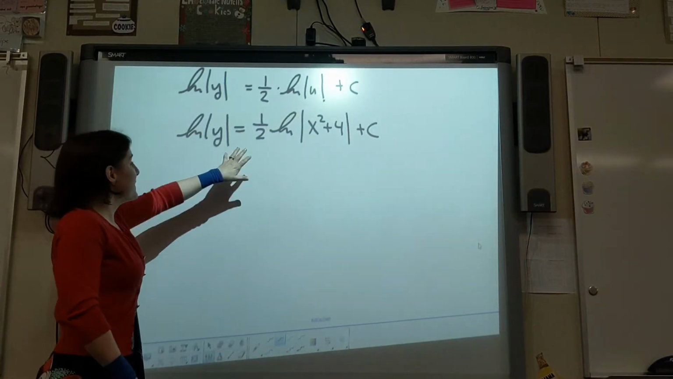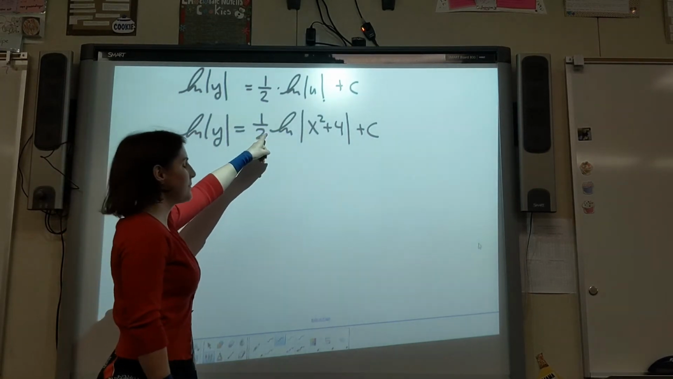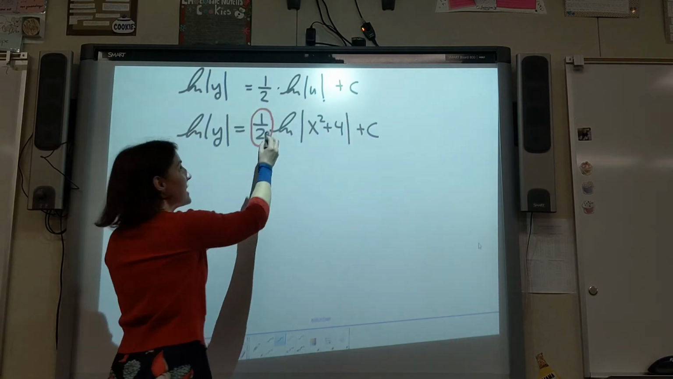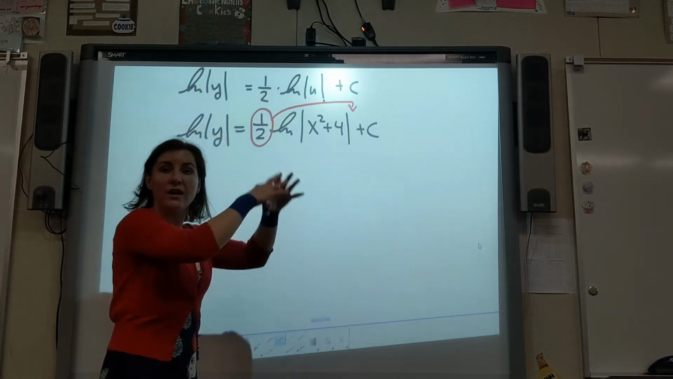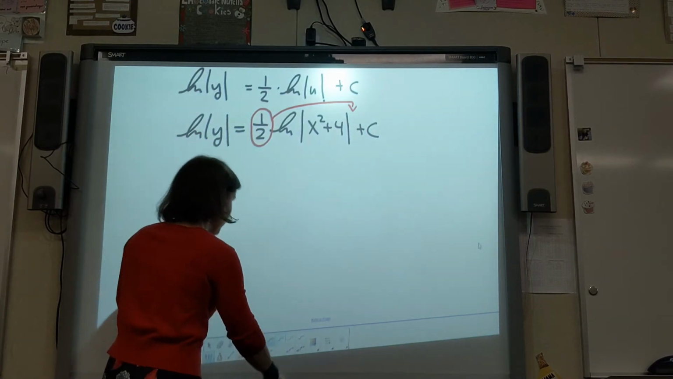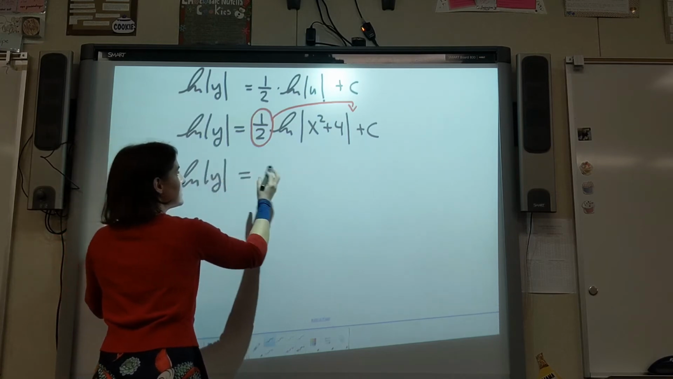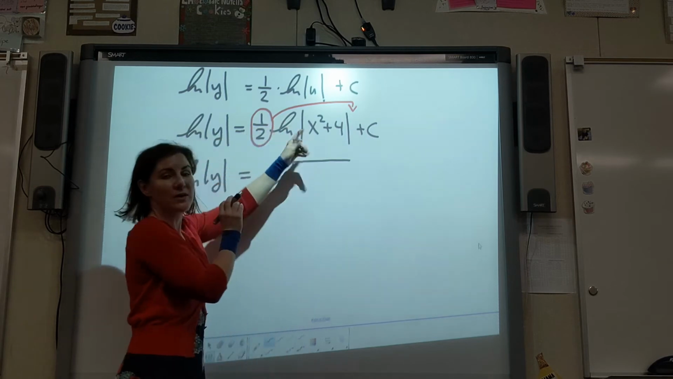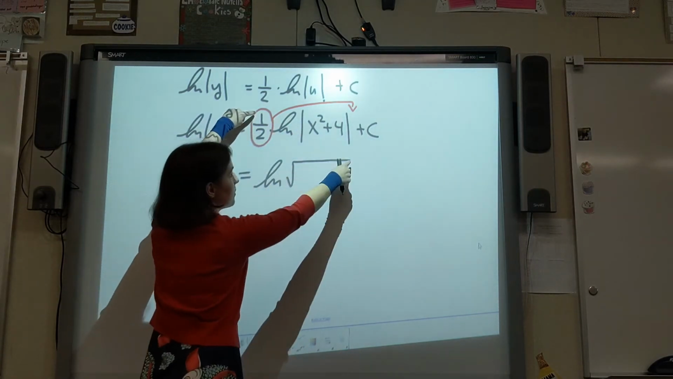Okay, I'm going to want to exponentiate both sides to get rid of the ln and solve for y. But before I do that, I'm going to use a log rule. I'm going to take this 1/2 multiplied outside the log and make it an exponent on everything inside the log. We've got the natural log of absolute y is the natural log of the square root. A 1/2 exponent is a square root.